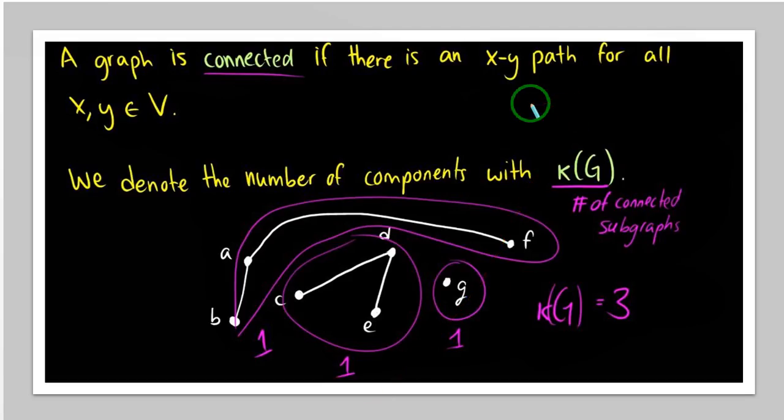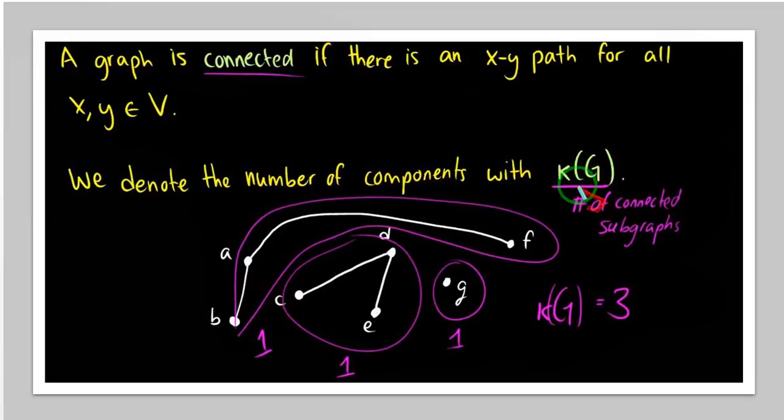So coming to a component of a graph, a graph is connected if there is an xy path, that is, a path from x to y, so there will be a connection between the edges and vertices. There is an xy path for all x, y belonging to the vertices. We denote the number of components with kG. So G is a graph and kG is the symbol for the representation.